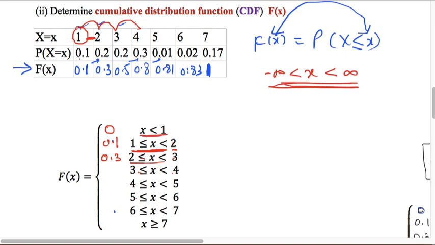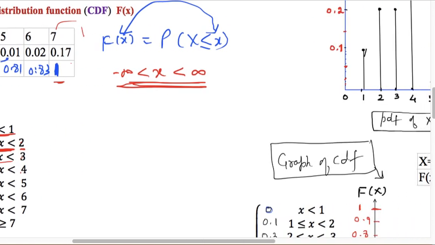So we always write in interval form. You just have to copy the value wherever you are writing equal to. After 0.3 I can copy this value, which is 0.5, and then it is 0.8. For 5 onward, less than 6, it is 0.81, and then it is 0.83. The last one is 1, because after 7 there is no data, so the sum will be constant at 1 till infinity. So we got this interval way of writing a CDF.